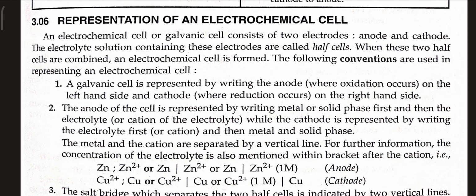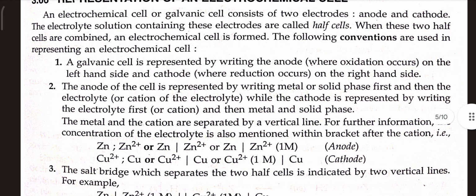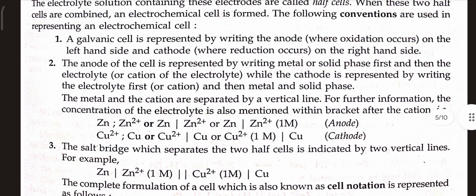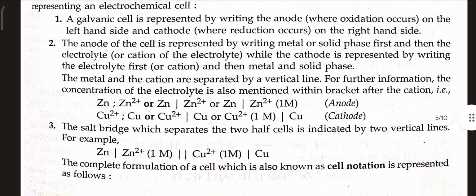A galvanic cell is represented by writing the anode, where oxidation occurs, on the left hand side and the cathode, where reduction occurs, on the right hand side. The anode of a cell is represented by writing the metal or solid phase first and then the electrolyte or cation of the electrolyte, while the cathode is represented by writing the electrolyte or cation first and then the metal or solid phase. The metal and the cation are separated by a vertical line.